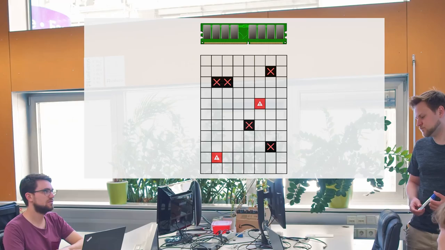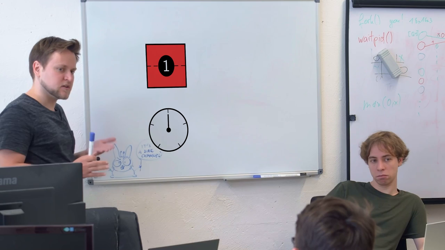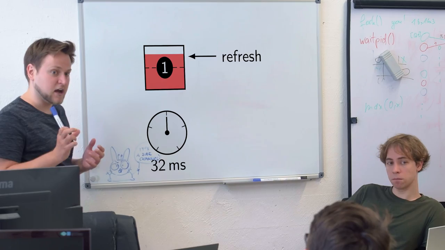Okay, so maybe we could do something different. Maybe we could double the refresh rate. If you reduce the refresh window by half, basically doubling the refresh rate, there's not enough time for a bit flip to occur in the first place.